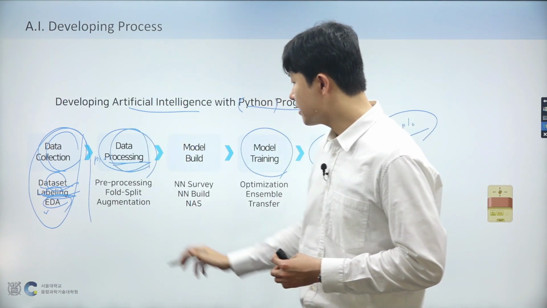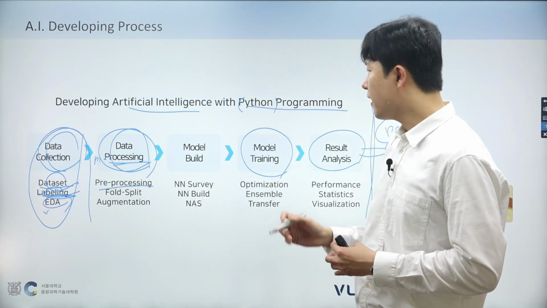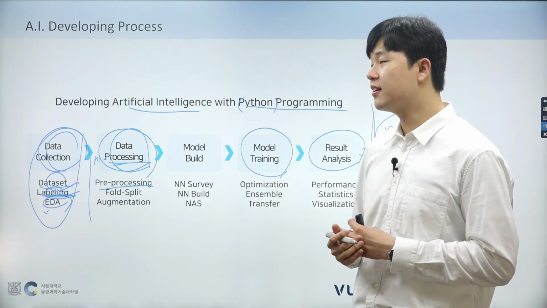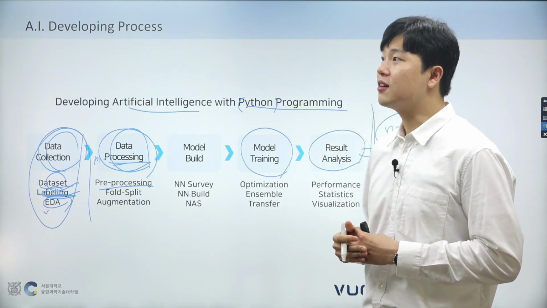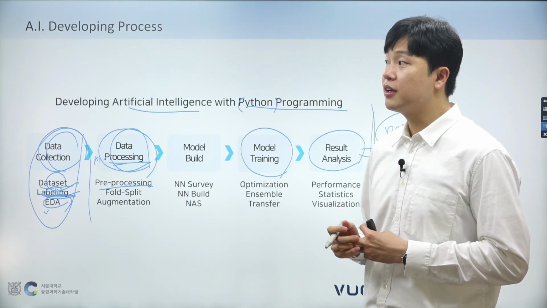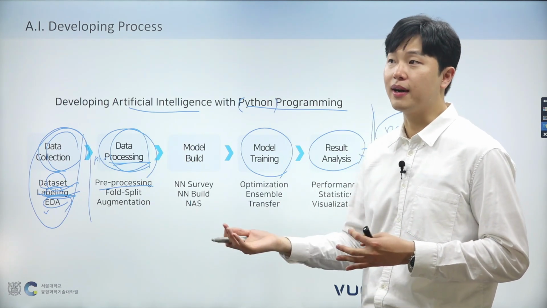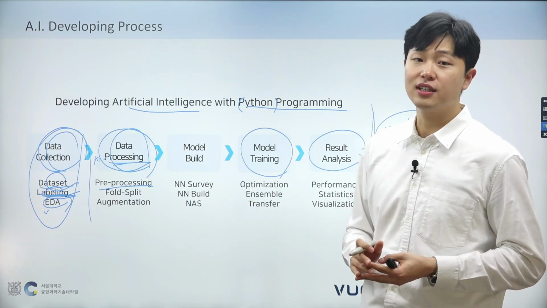Next is data processing. This is basically a step where we refine the data so that AI can learn better. As we discussed in the previous session, the surge in machine learning and deep learning wasn't just due to having more data, but rather because we had access to a lot of refined data.